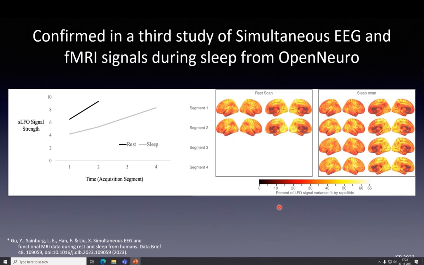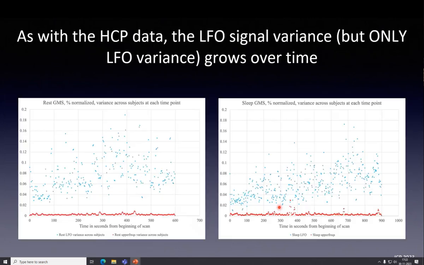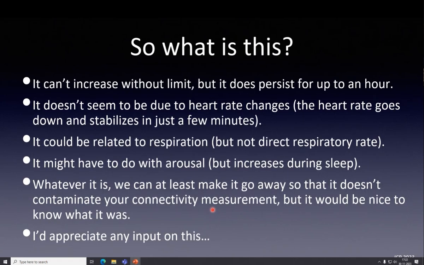And so one of the arguments about this is that perhaps it's arousal. But then it seems a little odd that if you look at the low frequency variance over the sleep study, it's growing over the entire time. These people are nominally asleep for the entire scan. So I'm not sure what that means. And again, the high frequency signal, which is shown in red, doesn't seem to change at all over the course of the scan. So what is it?